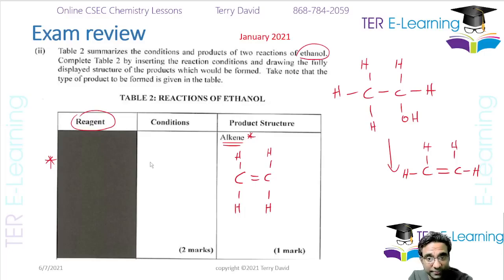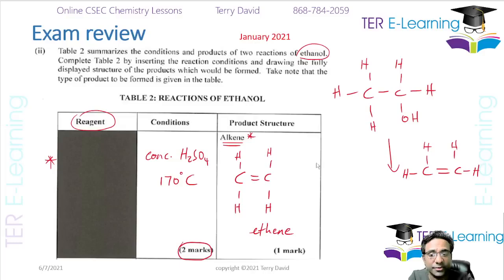So here's what you need. Make sure we're doing this correctly here. So we have ethanol. I don't know why I didn't put reagent here, but what we're going to use is concentrated sulfuric acid, 170 degrees Celsius. That's how we convert ethanol into ethene. So the name of this compound here is ethene. Now notice they're giving it 2 marks here. So therefore you're probably getting 1 mark for saying concentrated sulfuric acid and 1 mark for saying 170 degrees Celsius.